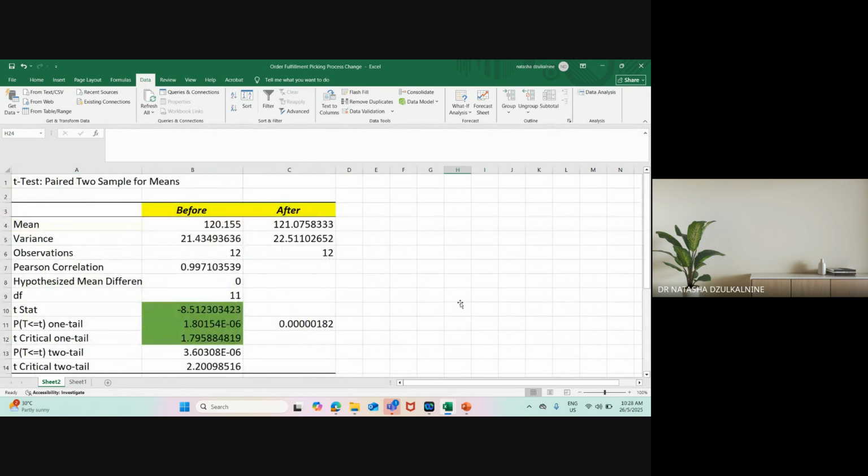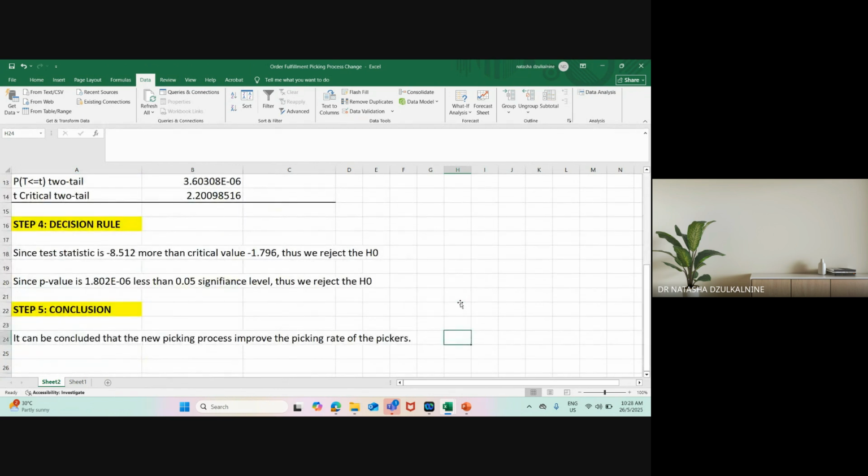So I think that's all for the paired two sample for means. You can go back to me if you have any question or anything that you would like to ask. Thank you, students. And next, we will move to the ANOVA.